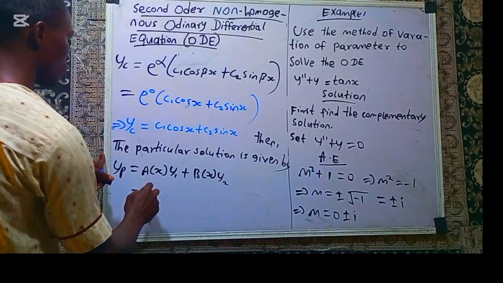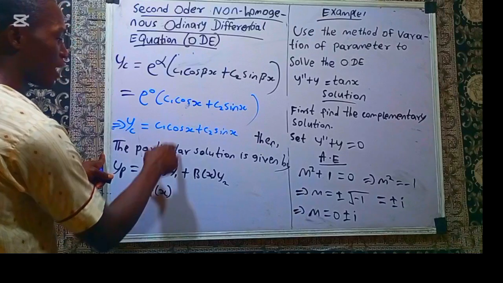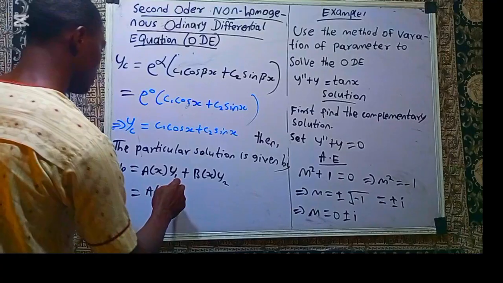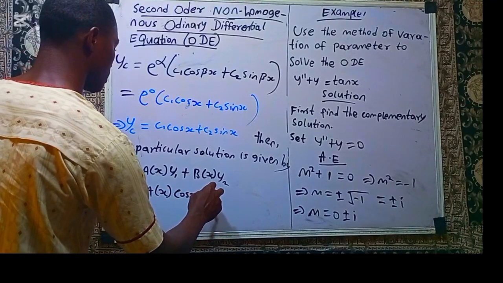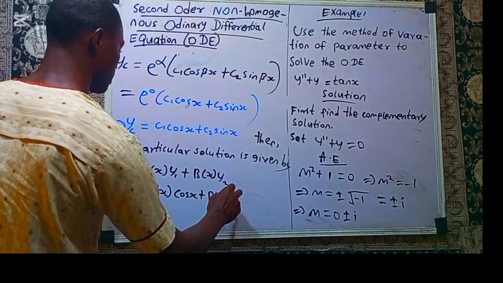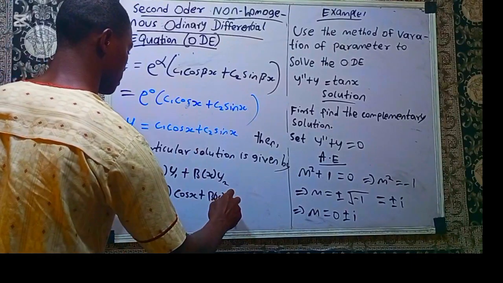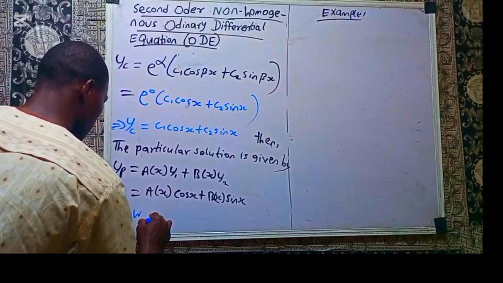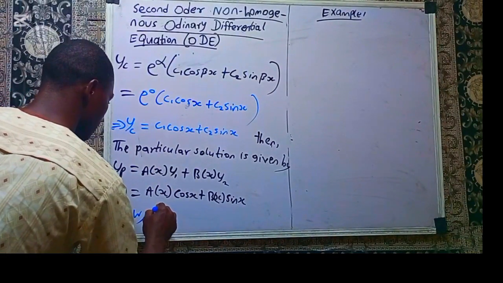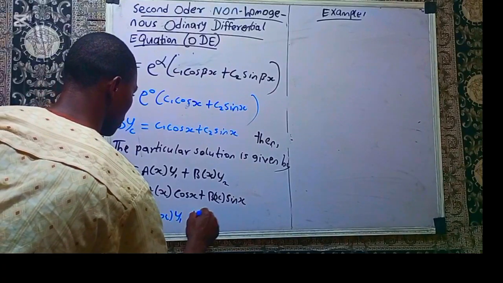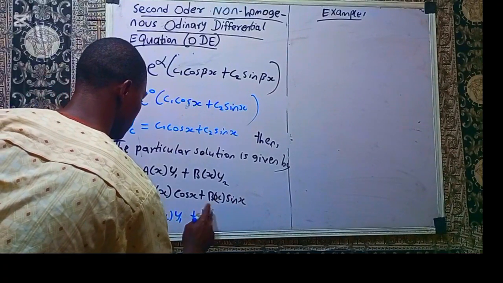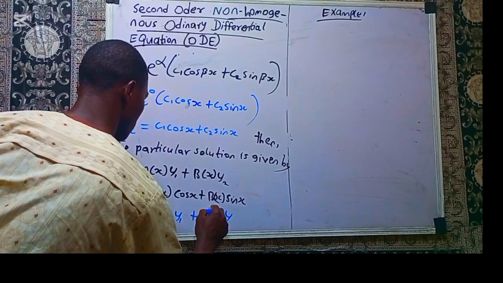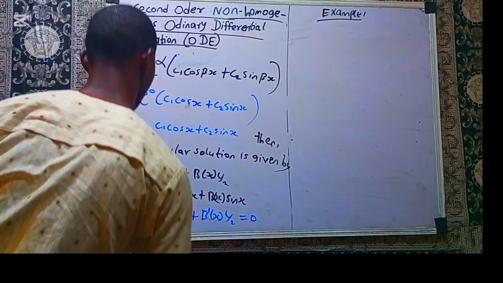So this will be equal to what? a of x. Your y1 is this. This cos x will be your y1. This will be cos x plus b of x. y2 is this, sine x. Now by the method of variation of parameters, you are going to do what? a prime of x y1 plus b prime of x y2 equal to 0.